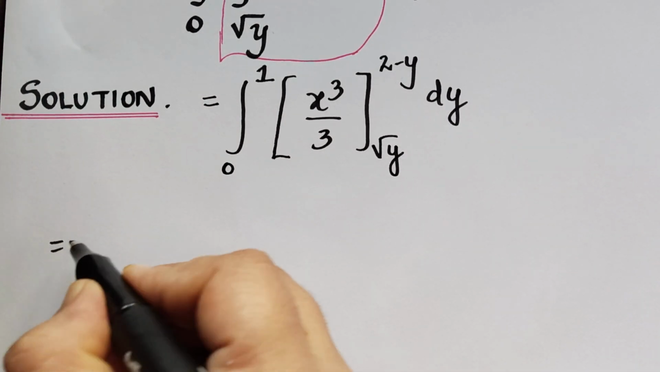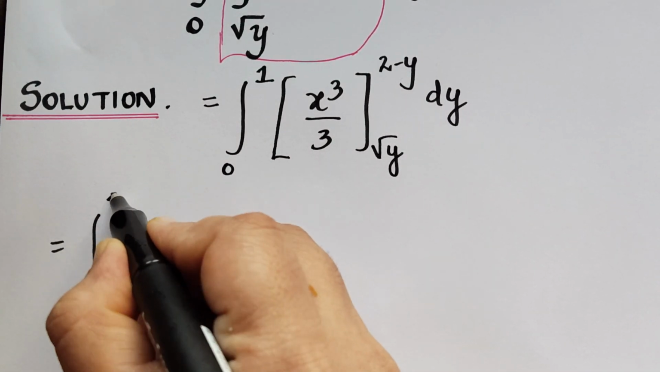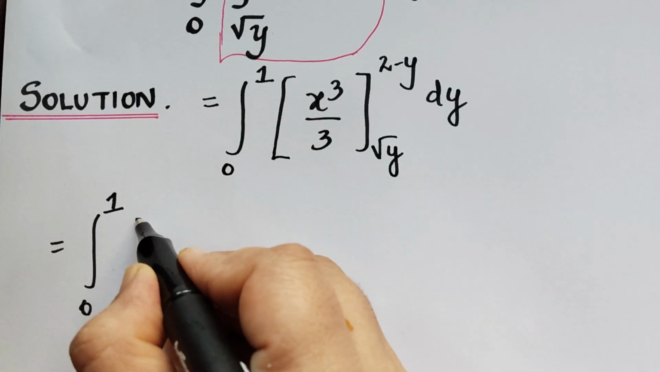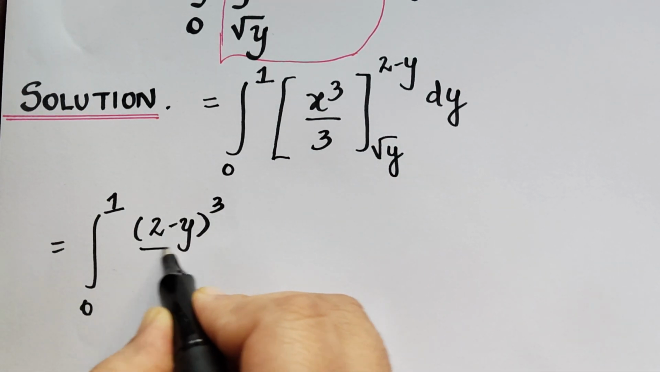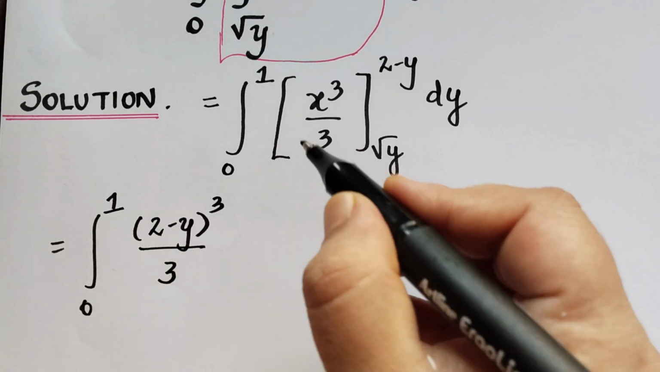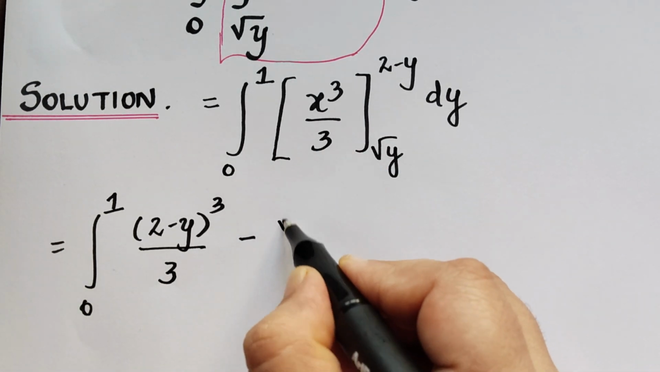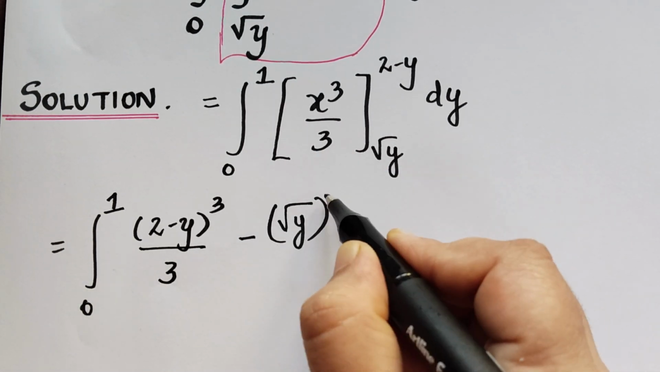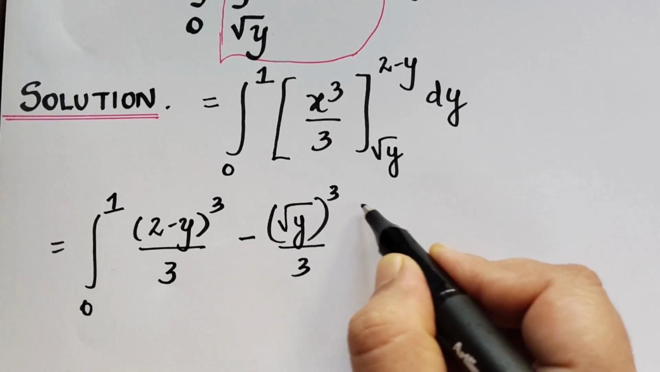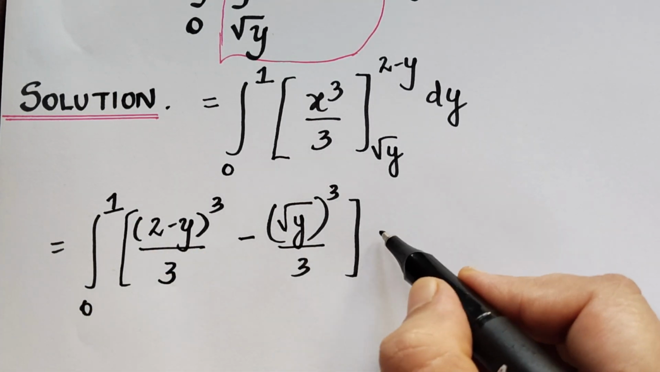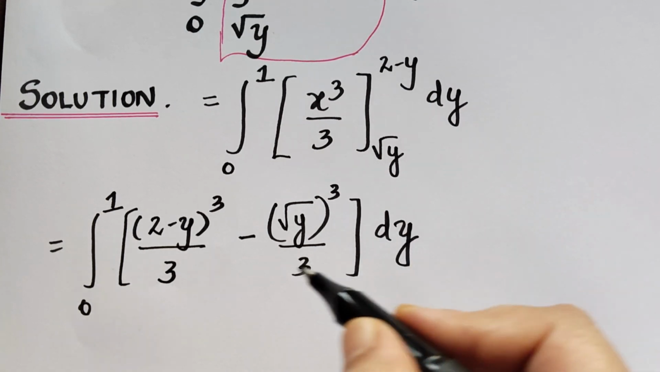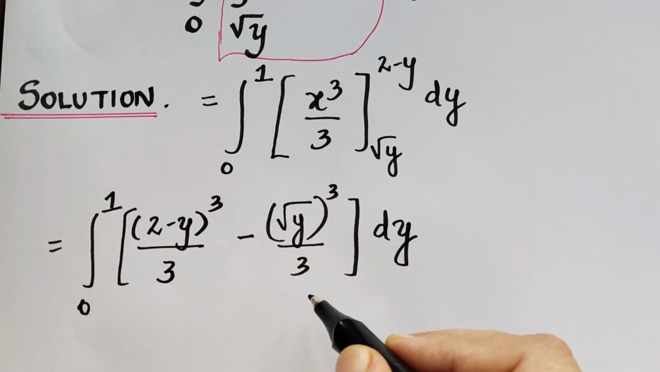So that will be equal to integral 0 to 1. The upper limit is 2 minus y, so you will be having (2 minus y) the whole cube by 3. And then minus the lower limit, so minus (square root of y) the whole power 3 divided by 3. And so upper limit minus the lower limit is done, dy. Now we shall simplify whatever is inside the bracket.